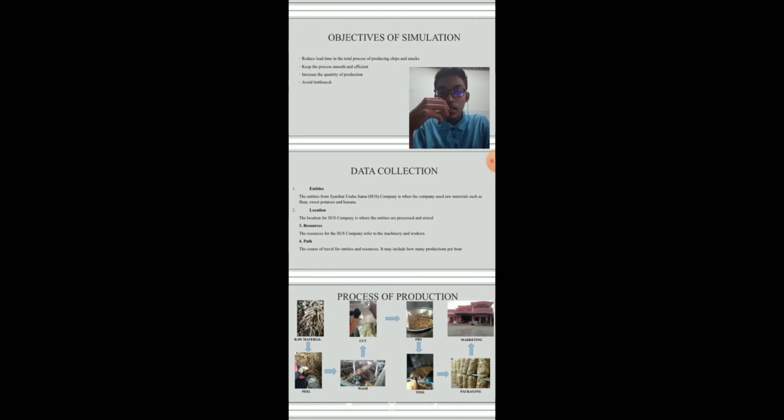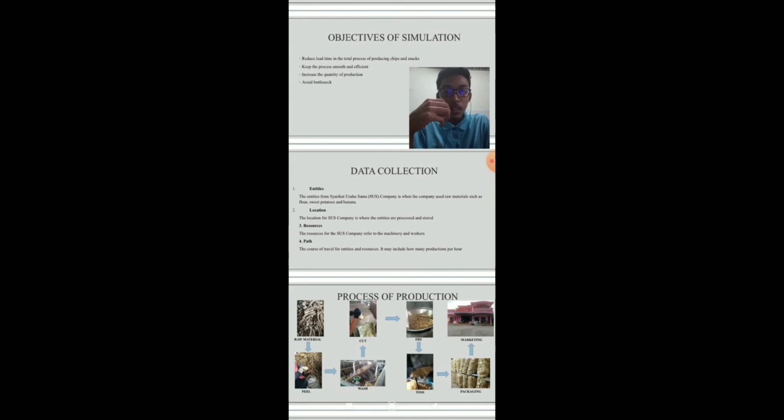Next, for the location. The location for SUS company is where the entities are processed and stored. It means that the entities will undergo several processes before becoming a product. For example, the banana will go through peeling, washing, cutting, and frying processes to produce banana chips.